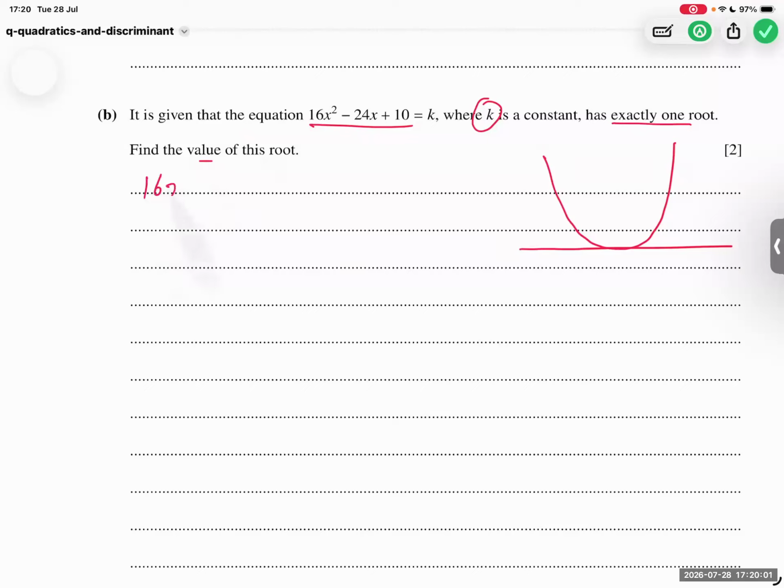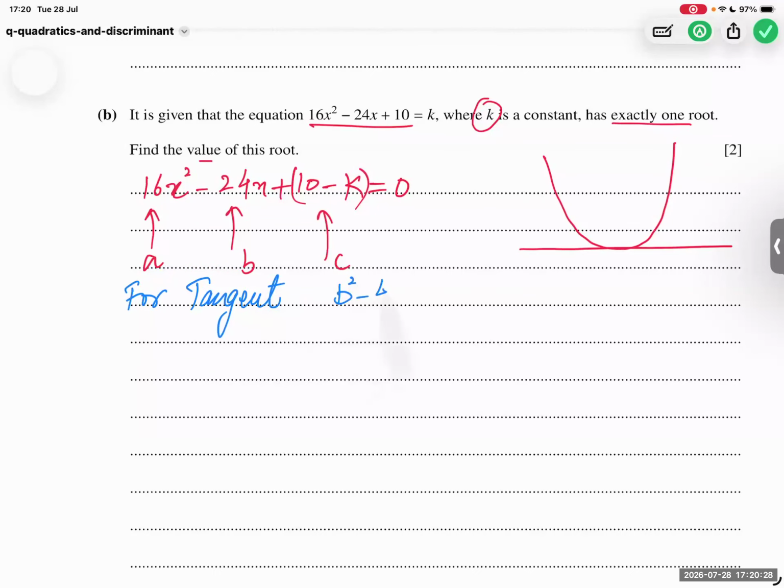So that is 16x squared minus 24x plus 10 minus k is equal to 0. Now this is your a value, this is your b value, this is your c value. So now we have, for tangent, b square minus 4ac must be equal to 0. So that is b square minus 4 into a into c must be equal to 0.